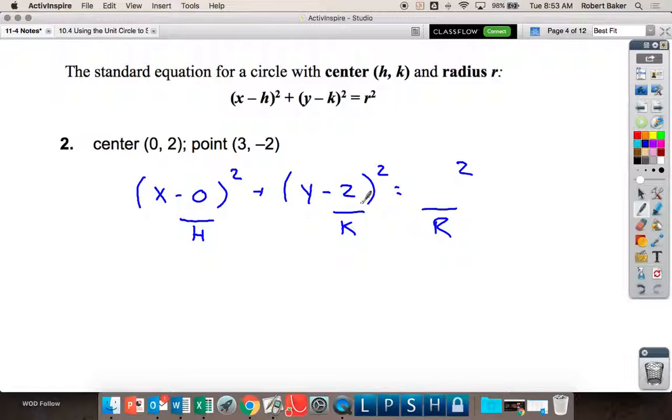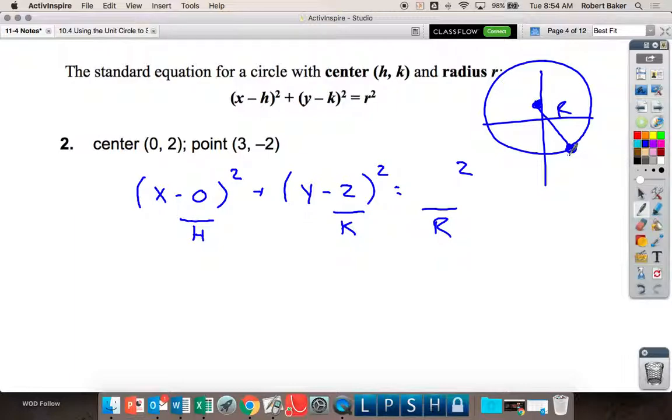Uh-oh. So now my radius is always the distance from the center to the outside of the circle. So really what I have is a circle. The center is at over 0 up 2. There's the center of my circle. And there's a point on the circle over 3 down 2. So my radius goes from the center of the circle to the outside of the circle. Uh-oh.